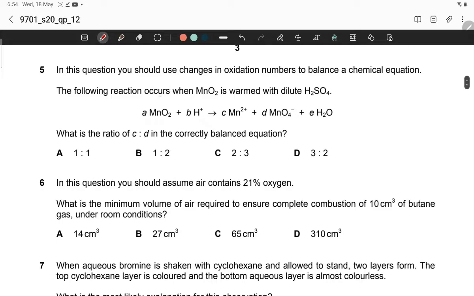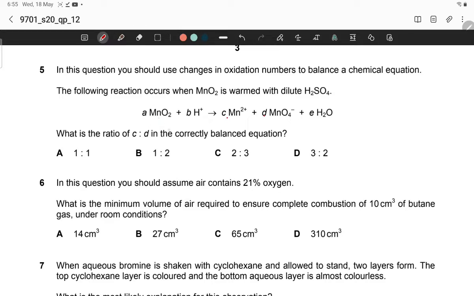In this question you should use changes in oxidation numbers to balance a chemical equation. The following reaction occurs when MnO2 is warmed with dilute sulfuric acid. What is the ratio in the correctly balanced equation?